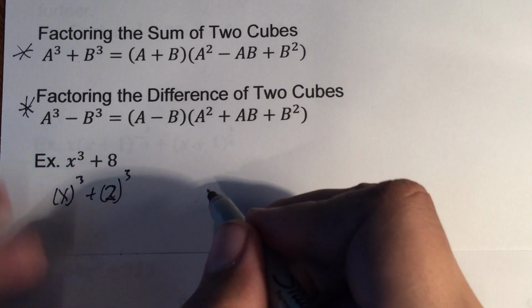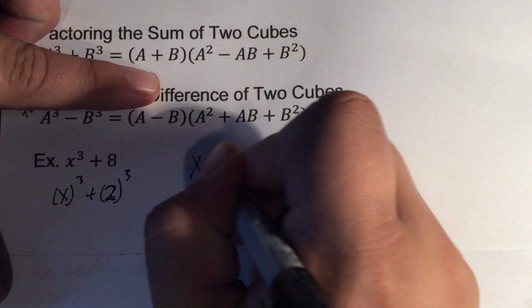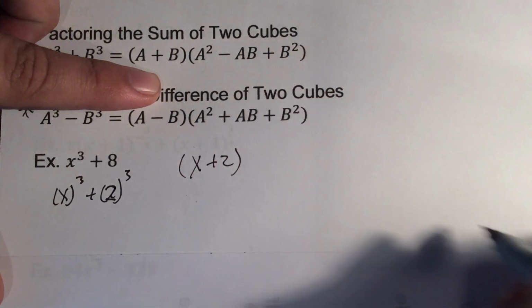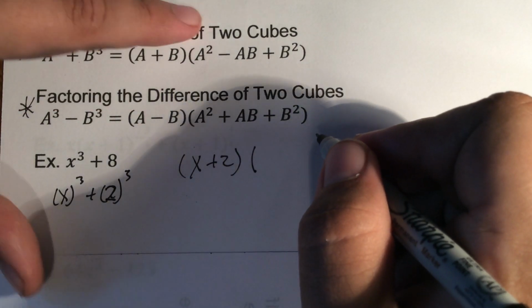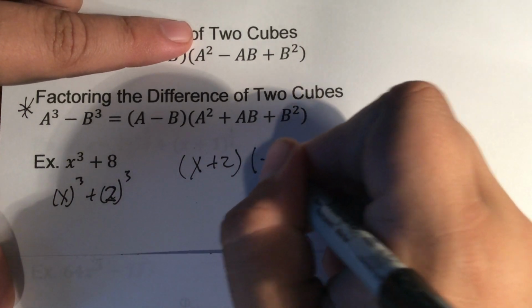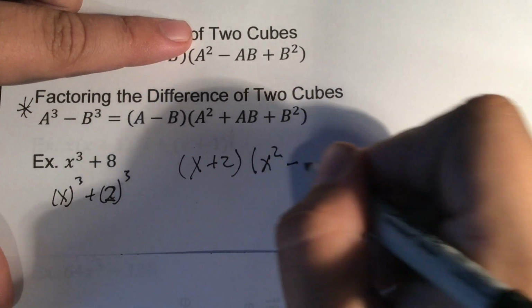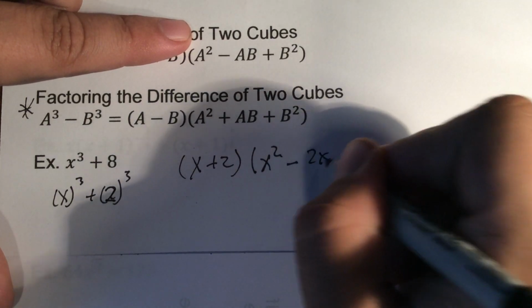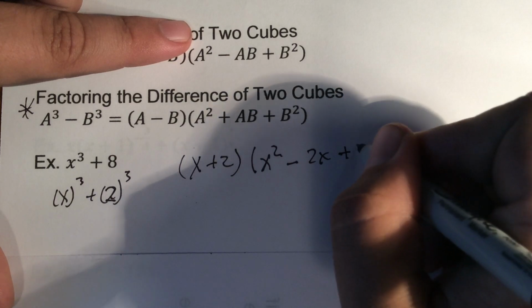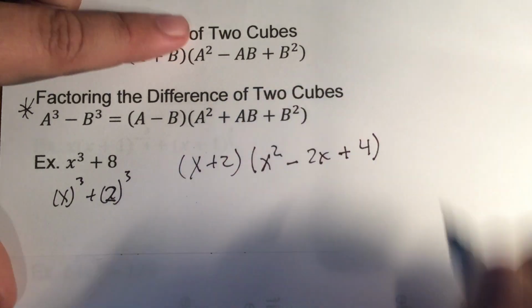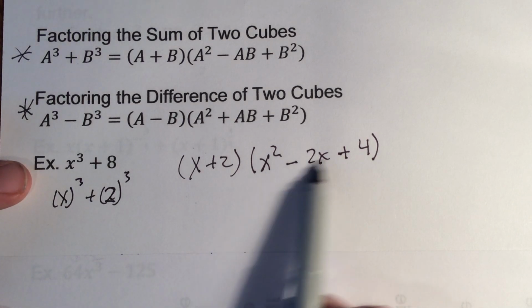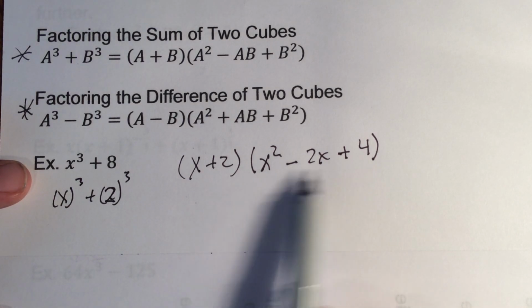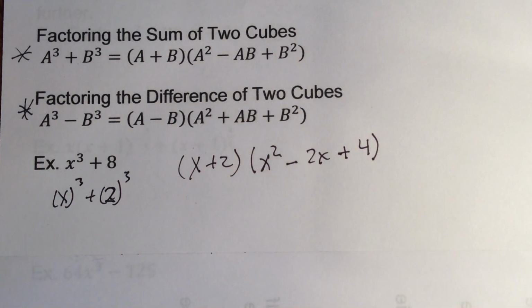So when I write this out, I'm going to go x plus 2 in a set of parentheses. And then, so a squared, which would be x squared, minus ab, so 2x, plus b squared, so plus 2 squared, which is 4. And that's what I'll factor to. You can't break this down even though it's a trinomial. It doesn't come out to anything nice.